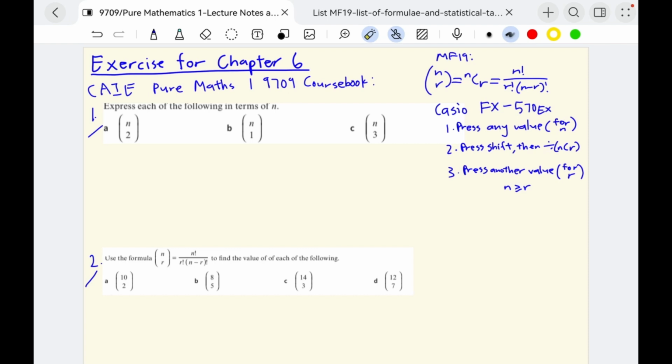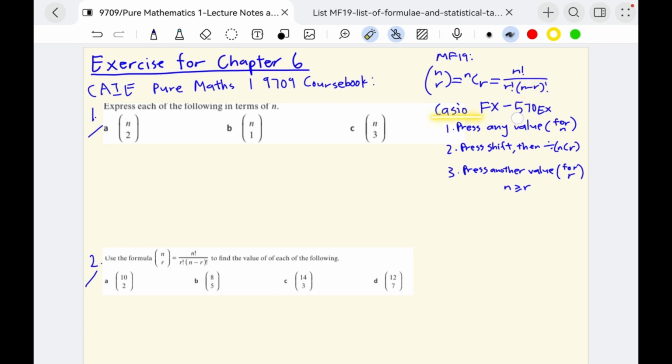Same as usual, this exercise also consists of the course book and the past year questions. I'll only discuss 14 questions for you. For the rest of the questions, I need you to try them out by yourself. So let's start from question 1. Express each of the following in terms of n. Remember from MF19, n r in the vector form is equal to nCr, which carries the definition of n factorial divided by r factorial times n minus r factorial.